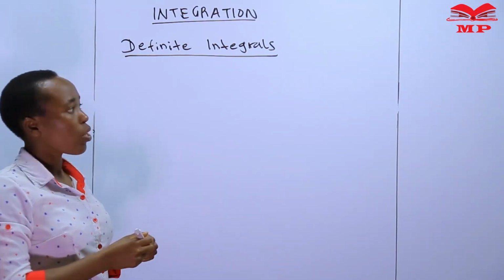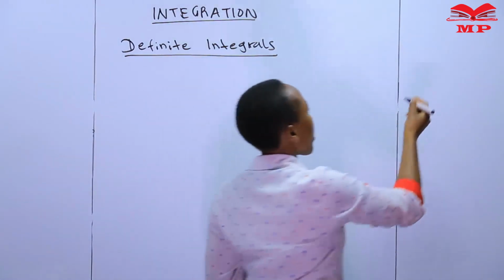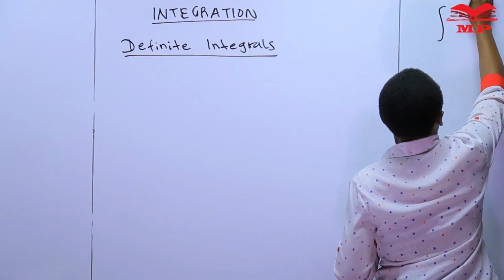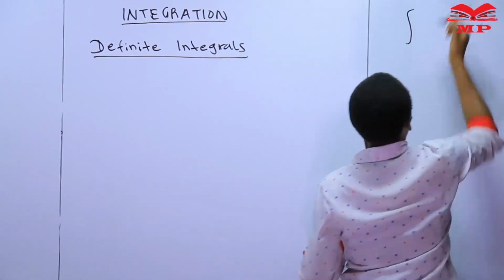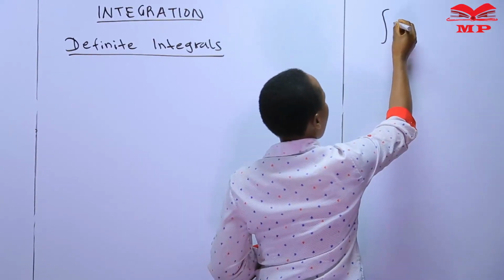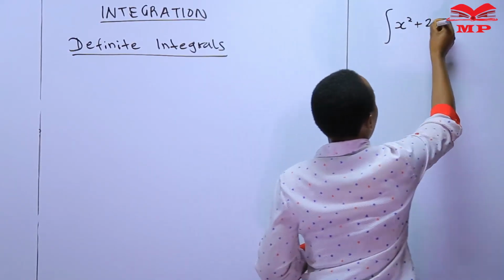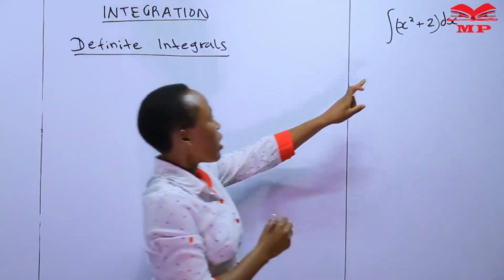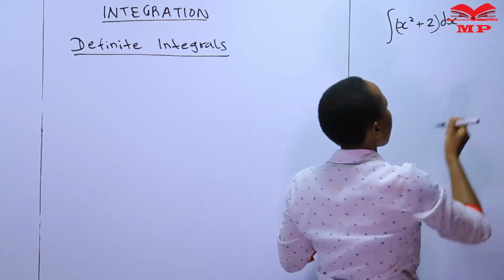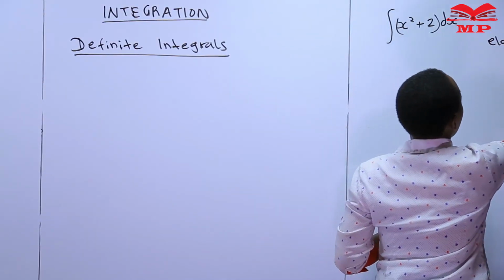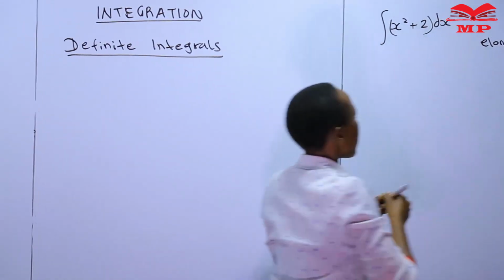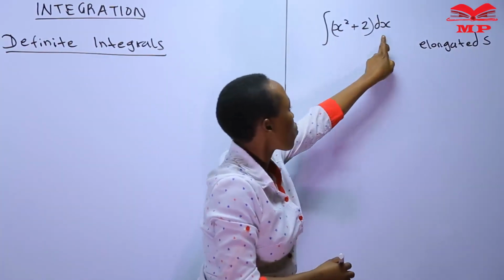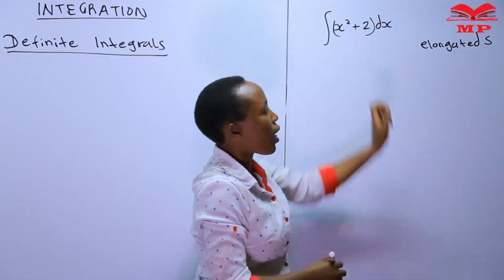During our previous lesson, we considered cases where we were told to find or evaluate, for example, the integral of x squared plus 2 dx. This sign, which is an elongated S, simply means integrate. So we are integrating this with respect to x.